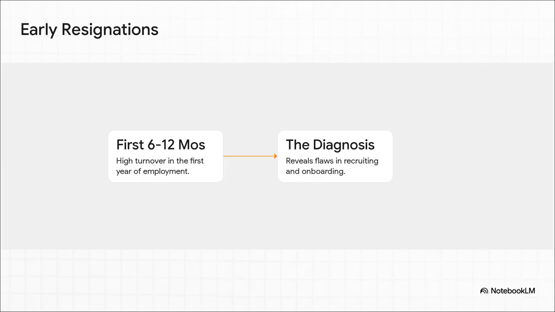What's really fascinating here is how we can use a specific slice of that turnover data as a pretty powerful diagnostic tool. We aren't just looking at everyone who leaves, we want to look at early resignations. When you track the number of people resigning within a very specific early window, like the first 6 to 12 months of employment, it gives you immediate insight into your recruiting and onboarding processes. Think about it. If people are bouncing that quickly, it usually means the company is hiring the wrong fit to begin with, or they're completely failing to integrate new hires properly. It's basically a giant neon sign pointing to flawed entry processes.